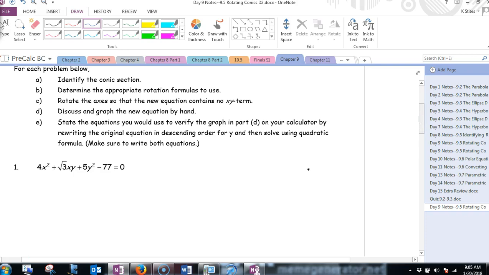So, alright, step A is to identify the conic section. We will do that by doing our b squared minus 4ac. And remember, your a term is what's in front of your x squared. Your b is what's in front of your xy, and your c is in front of your y squared. So this is going to be root 3 squared minus 4 times 5, which is 3 minus 80, which is a negative 77. That is less than 0, so we are dealing with an ellipse.